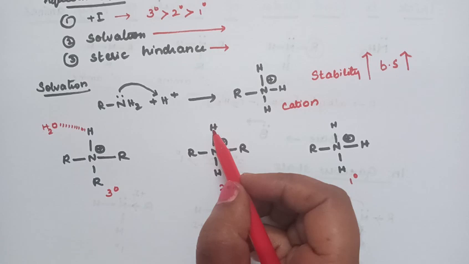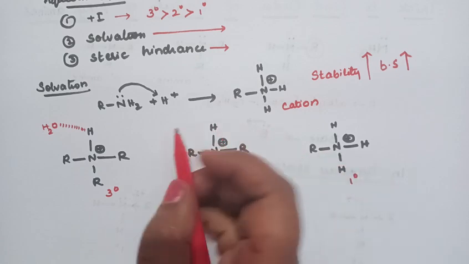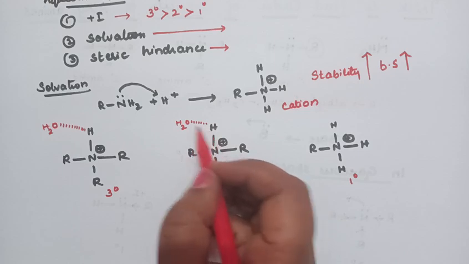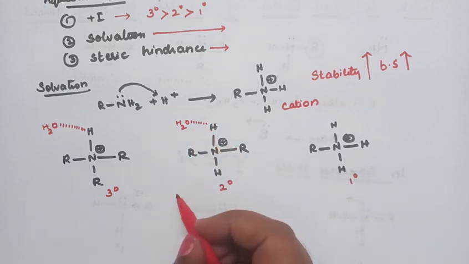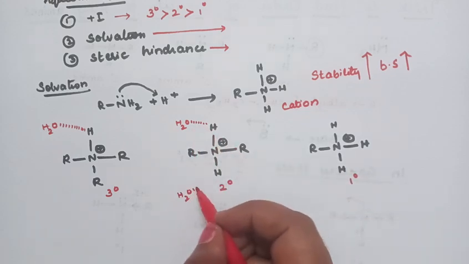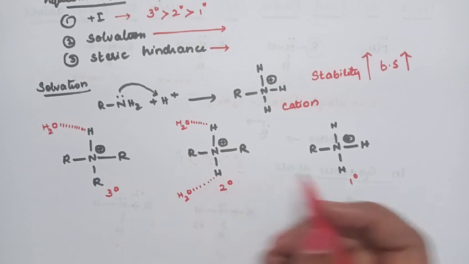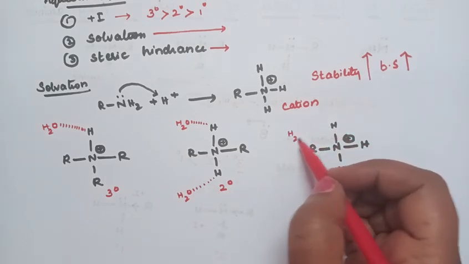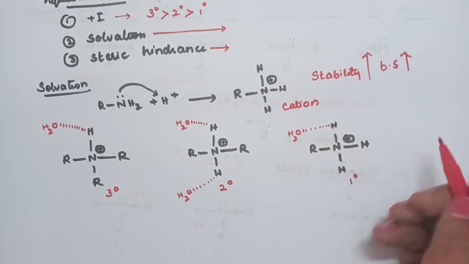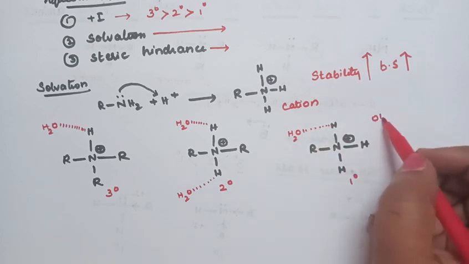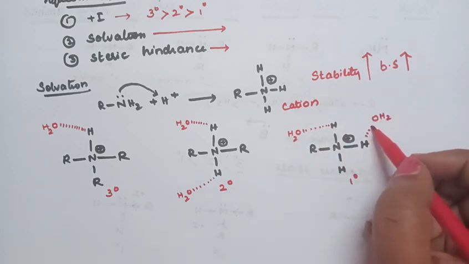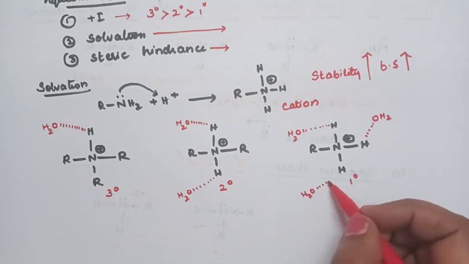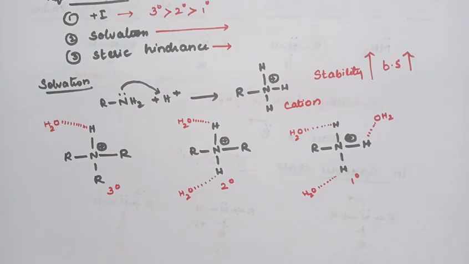Here you can see there are two hydrogen atoms in secondary amine. So with H2O, oxygen and hydrogen, there is one hydrogen bonding, and here with H2O there is one more hydrogen bonding. And here there are three hydrogen atoms. So with water one hydrogen bonding here, one more hydrogen bonding here, and one more hydrogen bonding here. So this is called solvation.